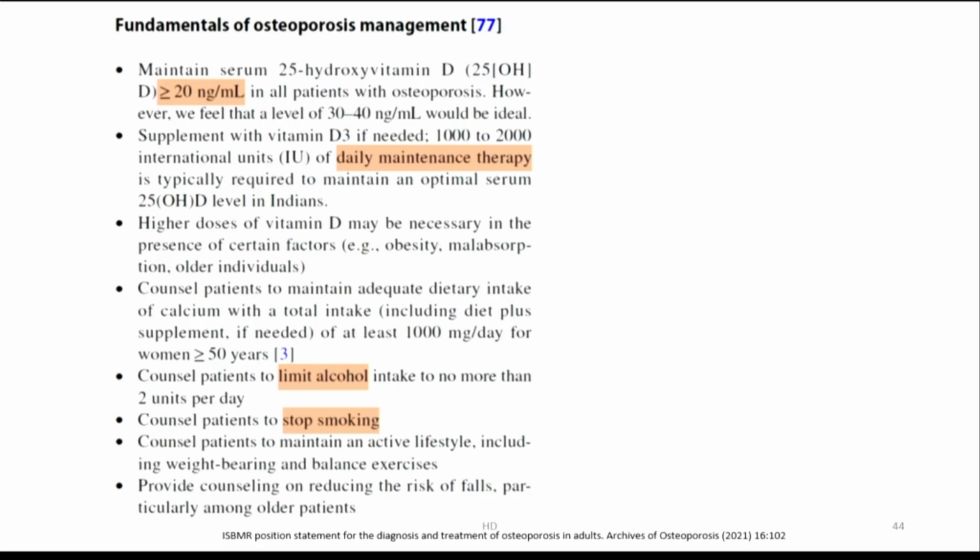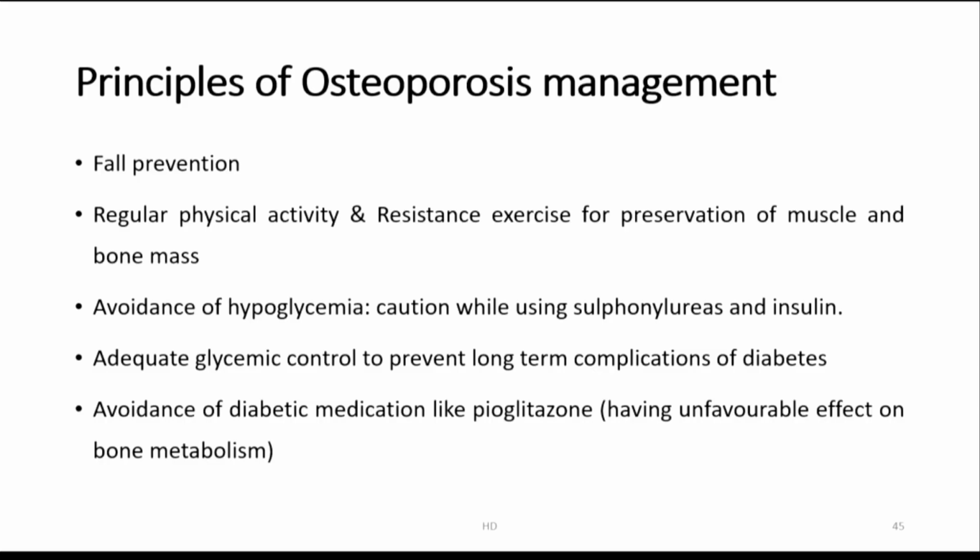Lifestyle should be modified. Then a major part of osteoporosis management is fall prevention, because though it is a low trauma fracture, one needs to fall for the fracture. Other than vertebral compression, fracture can occur without a fall, but for hip fracture, for wrist fracture, one needs to fall. So fall prevention is very important. Regular physical activity and resistance exercise for preservation of muscle and bone mass should be advised.